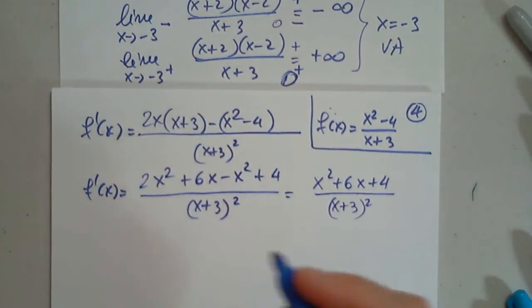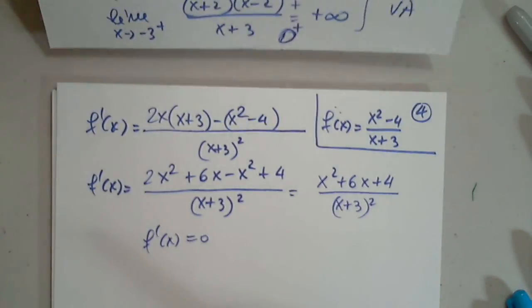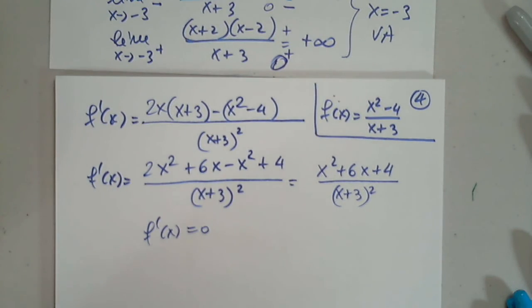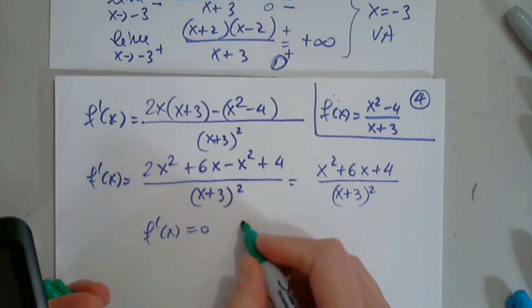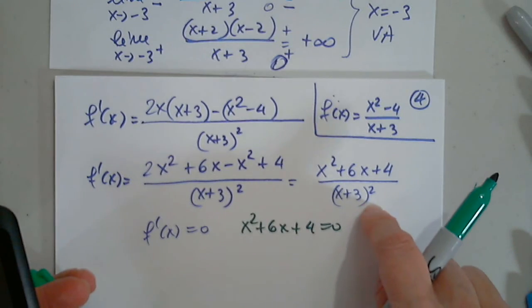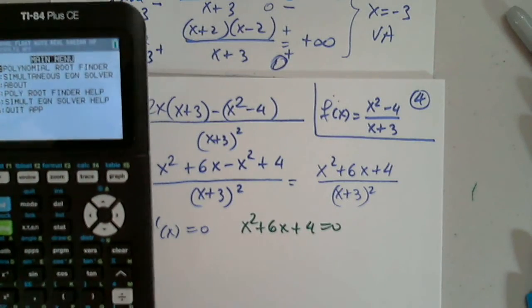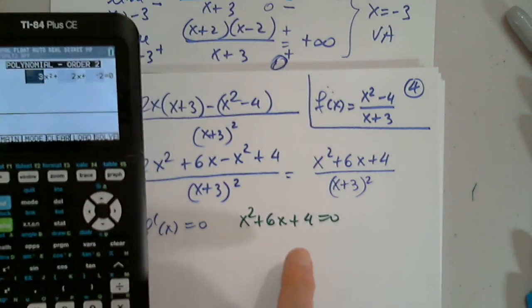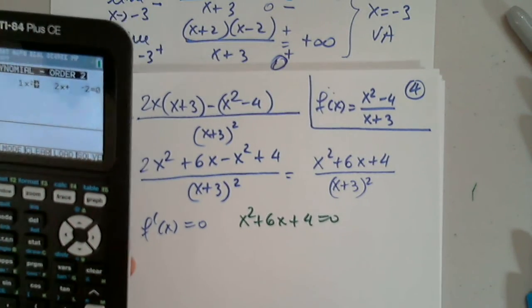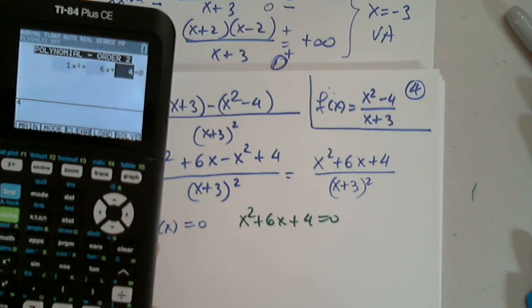Why ugly? Because when I set this equal to 0, it's undefined at -3, but so is the function. So that's not a critical number. If the function is not defined there, it cannot be a critical number. And quickly, I'll find the solutions for x squared plus 6x plus 4 equals 0. A fraction is 0 only when the top is 0. When the denominator is 0, the function is undefined. Okay, so it's quadratic again. So the first coefficient is 1, the second coefficient is 6, and the last coefficient is 4. Good, solve.